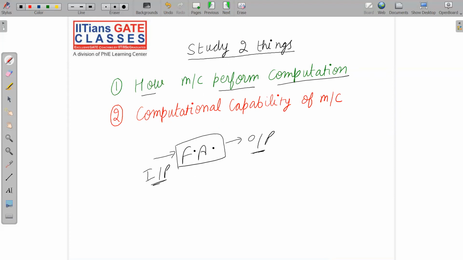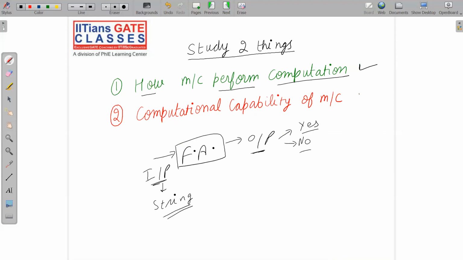In FA, I want to tell you something about this machine in advance: the output will be yes or no only, and the given input will be a string. Don't worry about all these things, we will study them in pretty much detail in subsequent slides. So the input will be a string and the output will be yes or no. How a string is given to the FA, and how the output, yes or no, is given by the FA, all these things we will study. How a machine performs computation is the first thing we are going to study in this subject.